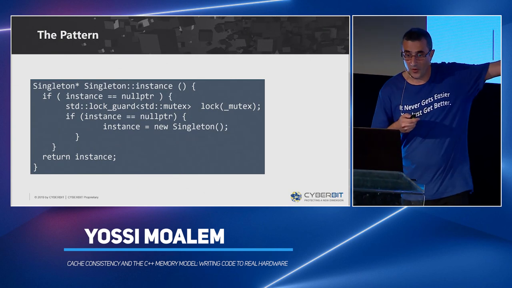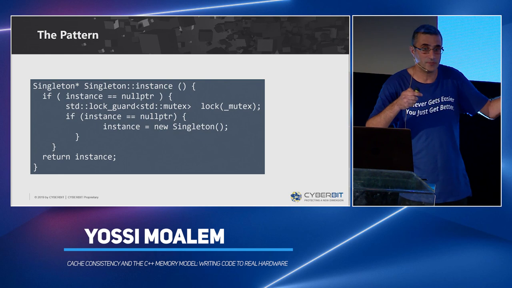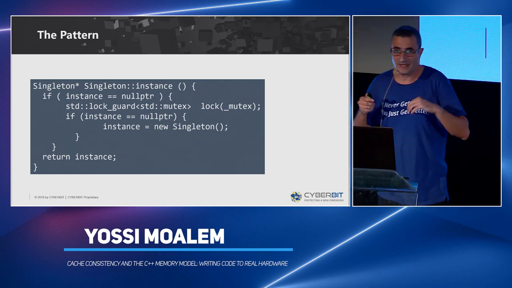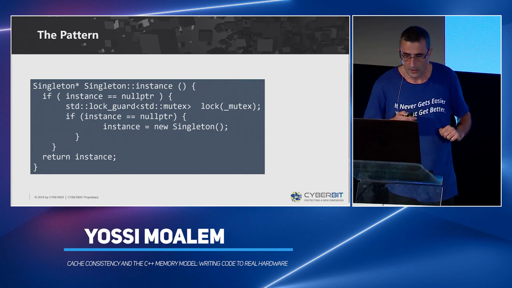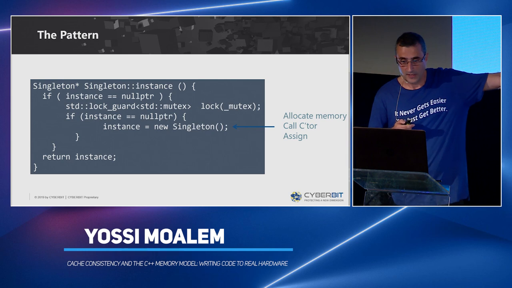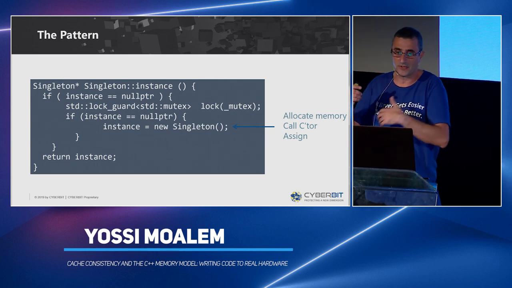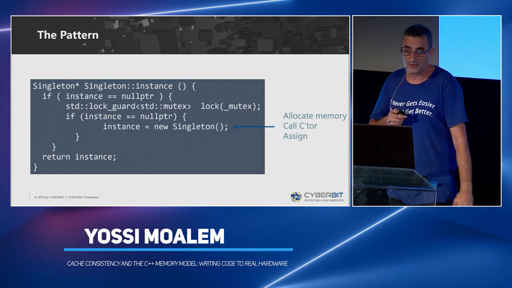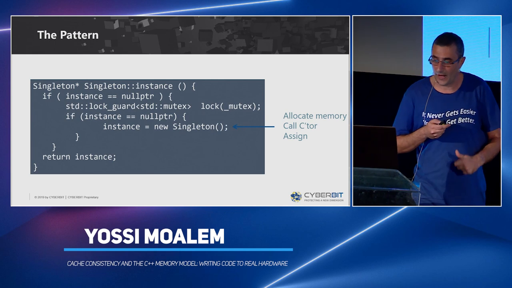Okay, so we all know singleton. I'm not going to describe why to use singleton because I don't know why to use singleton, but let's assume that we want, for some mysterious reason, to use it. The problem is that this code is broken. It assumes that we'll allocate the memory, call the constructor, and then assign it to instance, but as we know, the instructions can be rearranged.